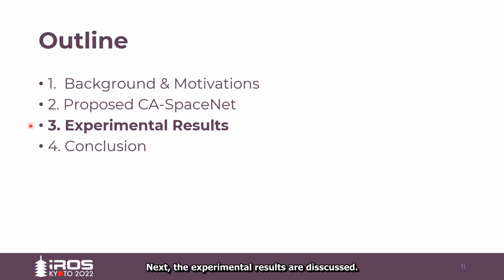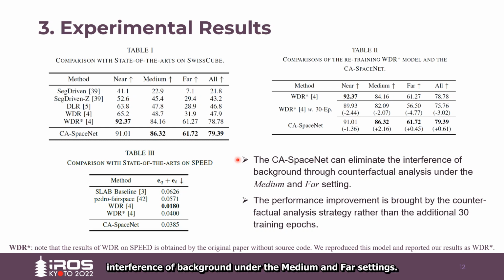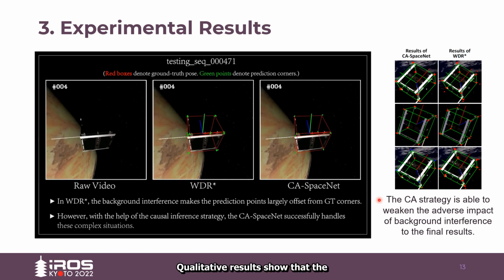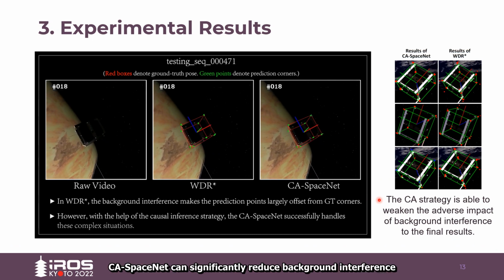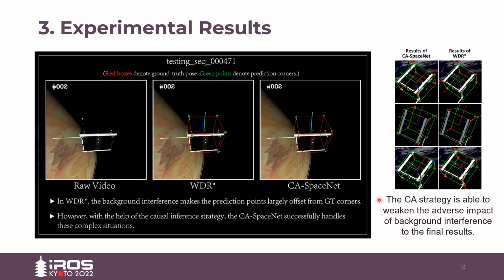Next, the experimental results are discussed. Comprehensive experiments are conducted on SwissCube and SPEED datasets. Quantitative results on the SwissCube dataset show that the CA-SpaceNet can eliminate the interference of background under the medium and far settings. Results in Table 2 show that the performance improvement is brought by the counterfactual analysis strategy rather than the additional 30 training epochs. Qualitative results show that the CA-SpaceNet can significantly reduce background interference and generate robust pose estimation results.